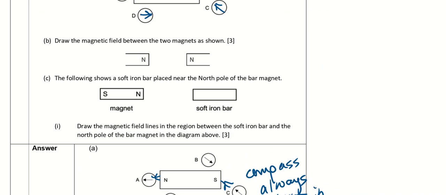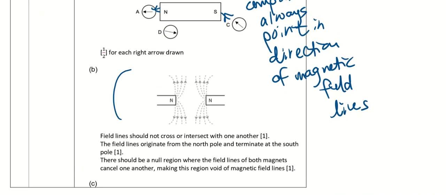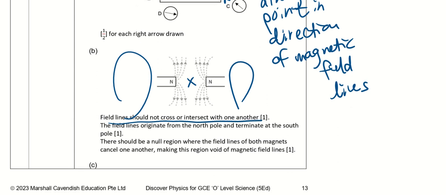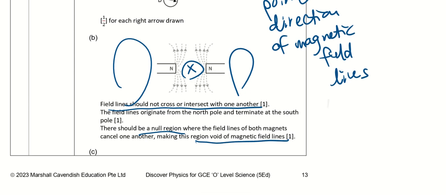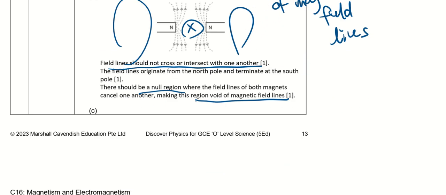Okay, then they want us to draw the magnetic field between the two magnets, so I don't need to care about the rest over here. I just need to draw. And there is also a neutral point here, right? Because the field lines cannot cut each other. The field lines should not cross or intersect with one another. Okay, and they should come out from north, right, for both magnets. Then there's this null region, which is marked out by this X, where the field lines cancel one another. So there is a region void of magnetic field lines. That means there is no magnetic field lines.